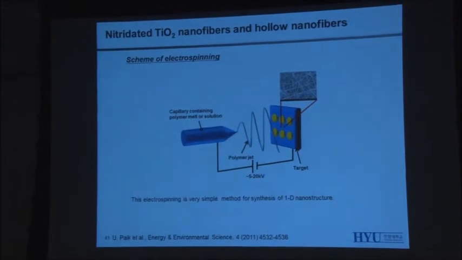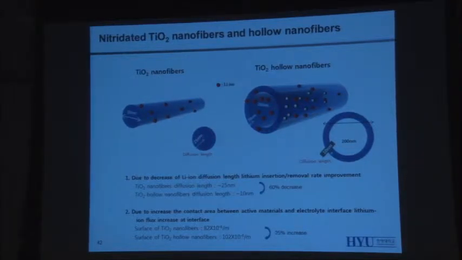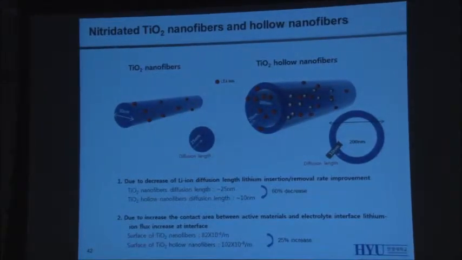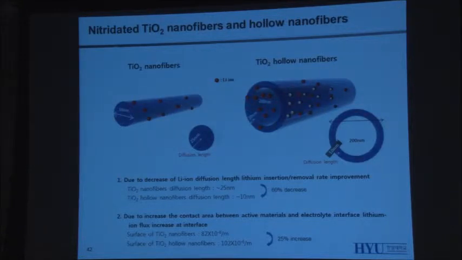So we synthesized the titanium oxide nanotubular material by the simple electrospinning method. We first synthesized the simple nanofibers, and then we made the tubular types. By comparison between these two materials, the 50 nanometer nanofibers have about 25 nanometer diffusion length. And by making the hollow nanofibers, the diffusion length can be decreased to 10 nanometers. So about 60% decrease in diffusion length.